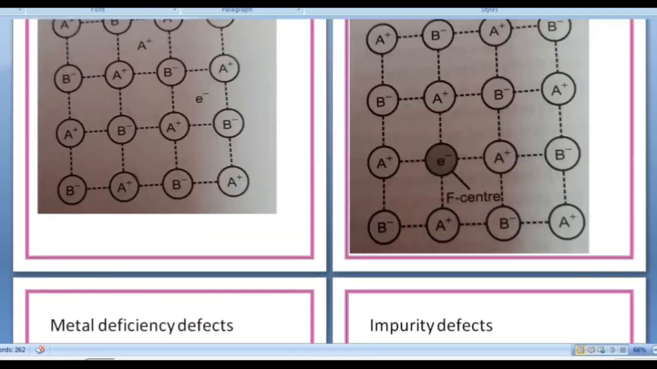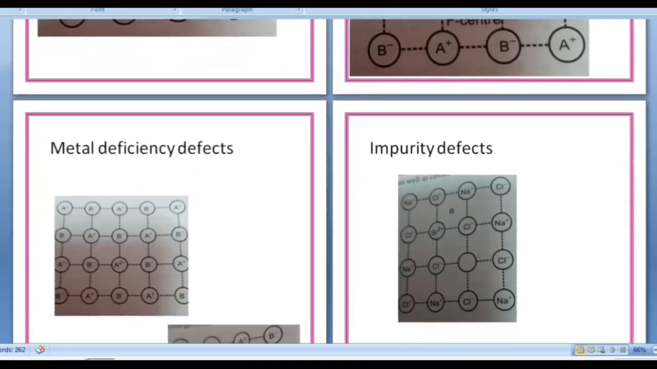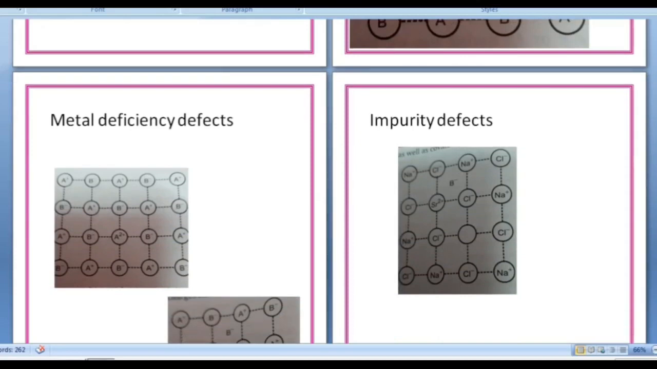The third category of defects is called impurity defect. Now impurity, what is the meaning of impurity? Any foreign substance, any atom or ion which is foreign is considered an impurity, and if it is occupying a lattice site, then such a defect is called impurity defect. The process of adding impurity to the crystal is called doping.